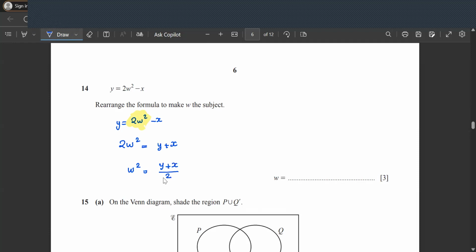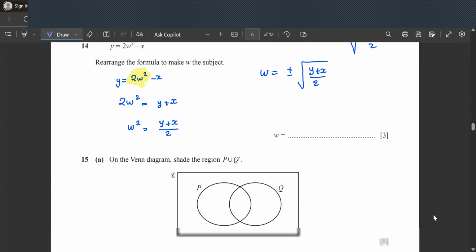Then what should I do? Square root. Take the square root of both sides. So w equal what? Positive negative root y plus x over 2. Sometimes students, because they are writing quickly, they make it like this. No, make the root very clear to be on all the fraction. And don't forget the plus or minus, okay?